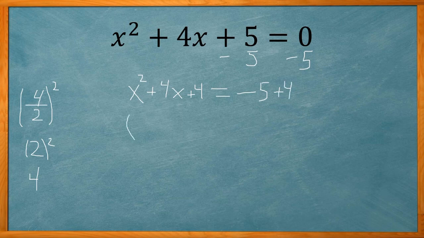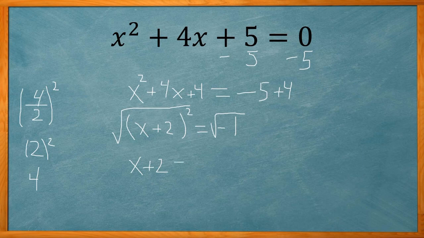Make that left-hand side a perfect square. So it's going to be x plus 2, because 2 plus 2 gives you the 4 for 4x, and 2 times 2 gives you the 4 that's in the constant place. And -5 plus 4 is -1. Then I'm going to take the square root of both sides. That leaves me with just x plus 2 on the left-hand side, and then plus or minus the square root of -1.